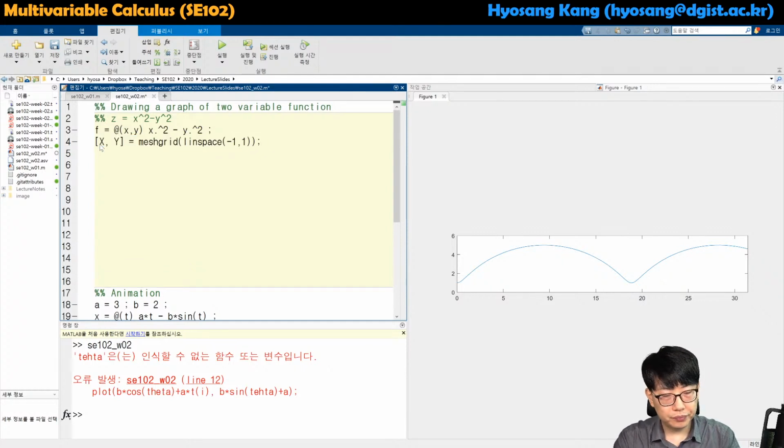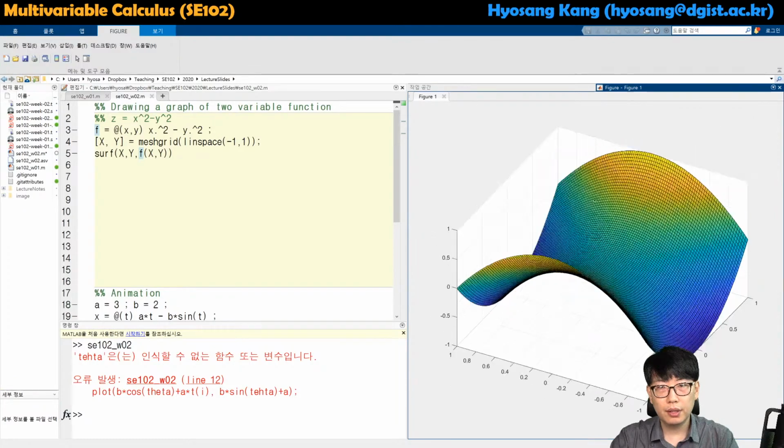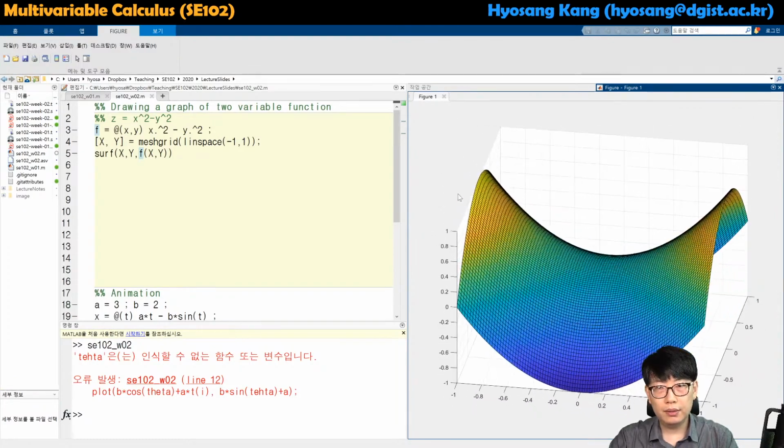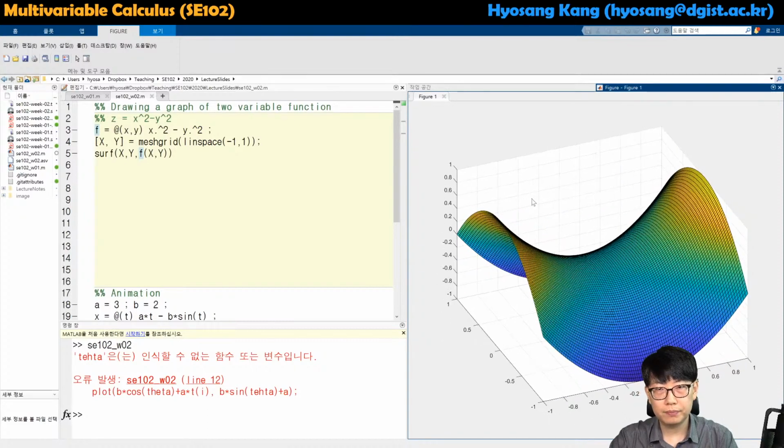And then the rest of it is surf(f(x, y)). So surf gives the graph of the surface. It needs the meshgrid of x and y, and then the corresponding z grid. Okay, so if I draw this, I get this picture. I can even rotate this. So you see, this is like a saddle on a horse, so it's called a saddle.